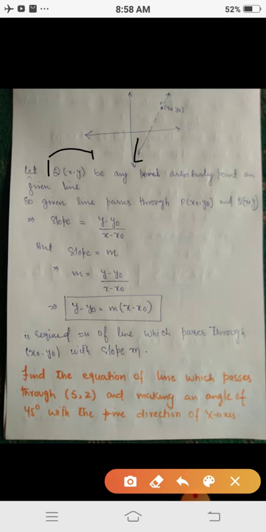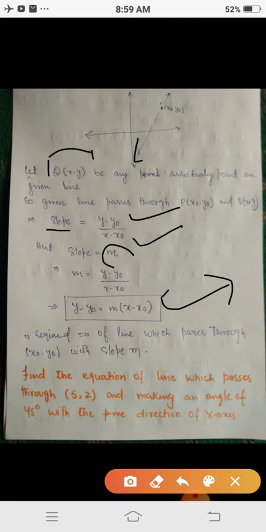So this means that the slope of this line, which passes through two points, (x naught, y naught) and (x, y), is given by the difference of y coordinates, that is y minus y naught, upon the difference of x coordinates, that is x minus x naught. But the slope of this line is m, which is given, which implies that m equals y minus y naught upon x minus x naught, which implies by cross multiplication that y minus y naught equals m times x minus x naught is the form of the straight line whose slope is given and which passes through the fixed point (x naught, y naught).